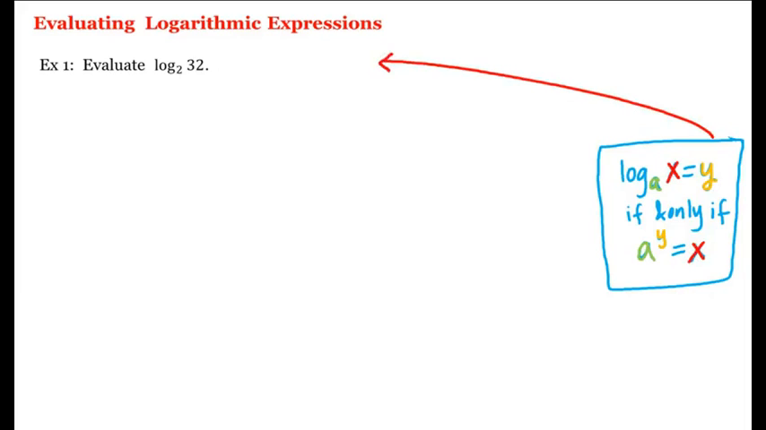Let's apply this here. Namely, let's let y equal log base 2 of 32, which is what we're looking for. By this equivalence, this means that the base, namely 2, raised to the answer y, is equal to what we're taking the log of, namely 32. So we have to ask ourselves, what power would we need to raise 2 to get 32? And that power would be 5, wouldn't it?